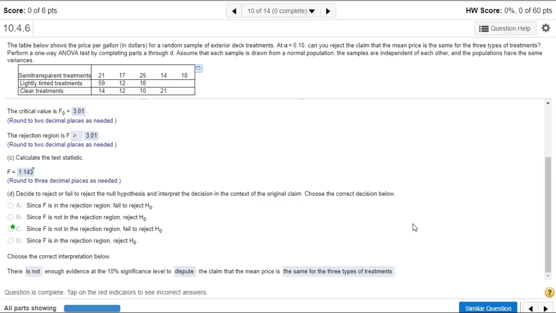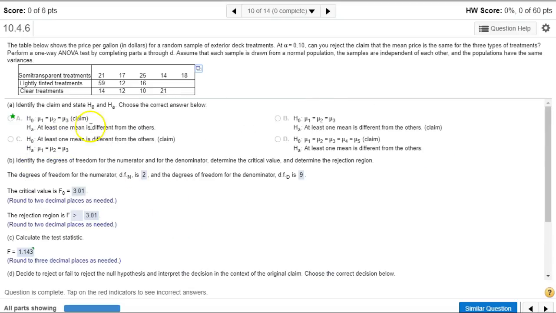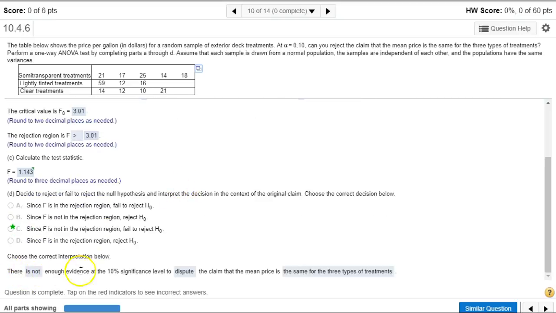So we just want to do as usual and see what it means to fail to reject H naught. Since we're failing to reject H naught, and H naught is the claim, that's like saying we're accepting the claim. So there's not enough evidence to dispute the claim. So that means that we're essentially accepting the claim. Okay, hopefully that makes sense.